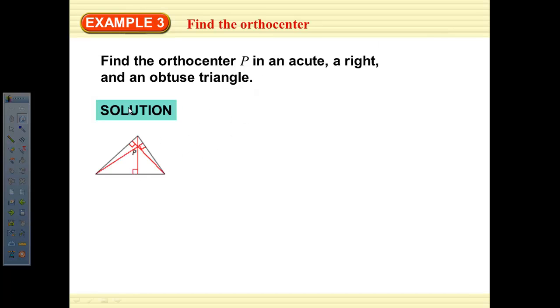For an acute triangle, here's the triangle, the gray part right here. If we draw one altitude here, one altitude here, and one altitude right here, the orthocenter is right here, and it's inside the triangle for any acute triangle.